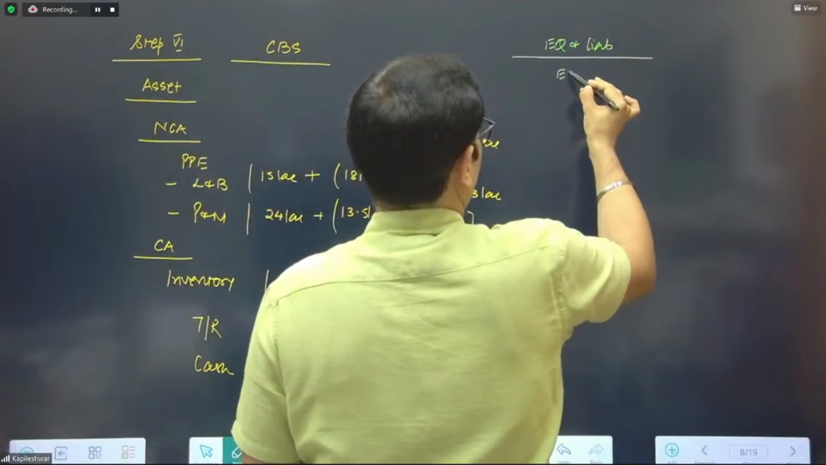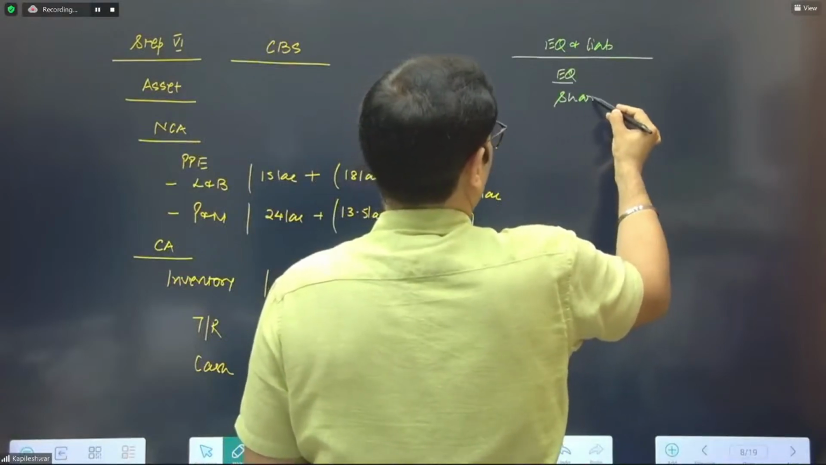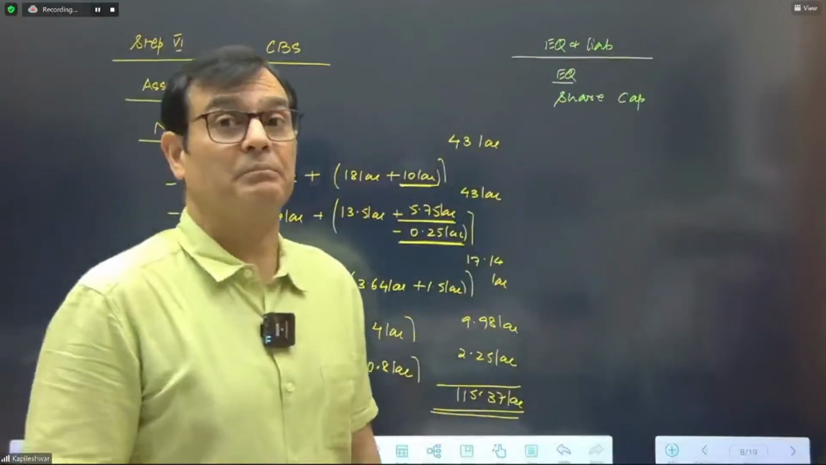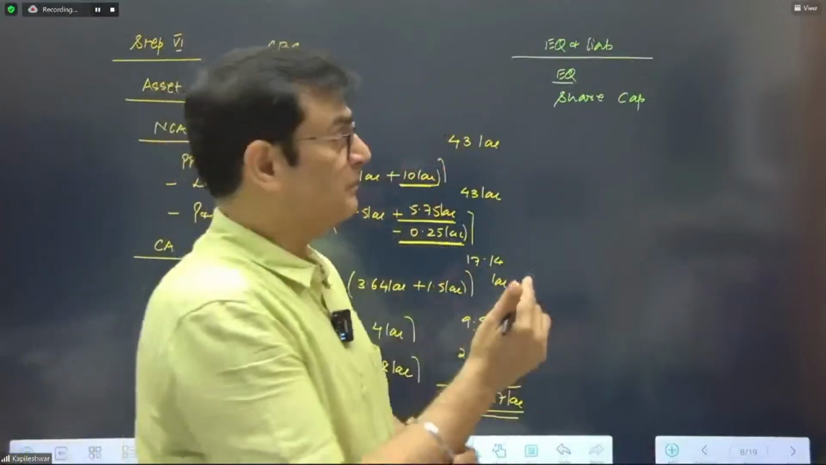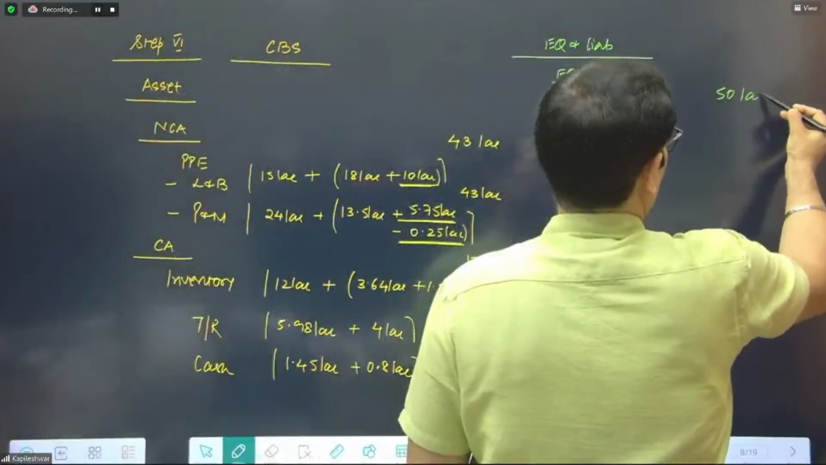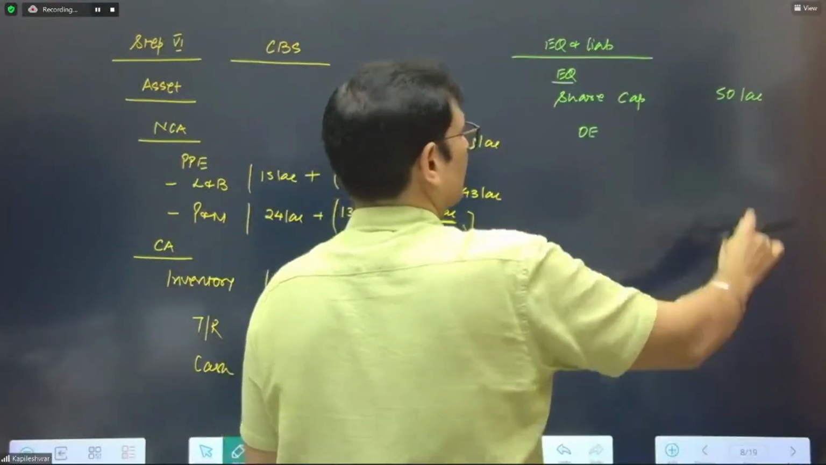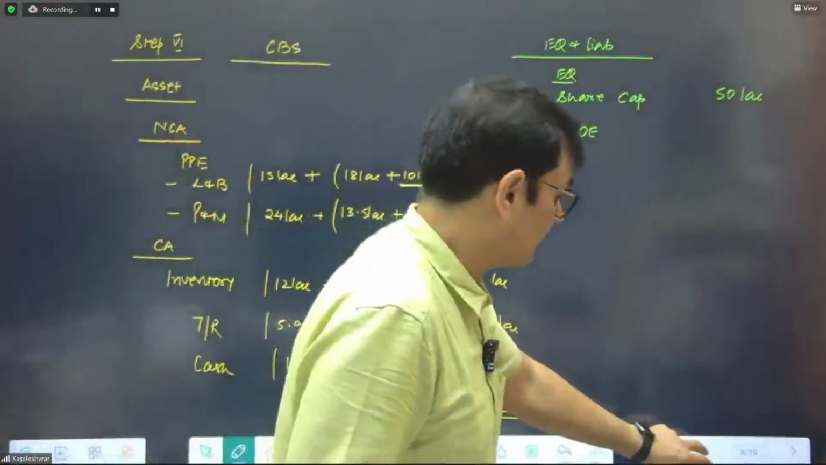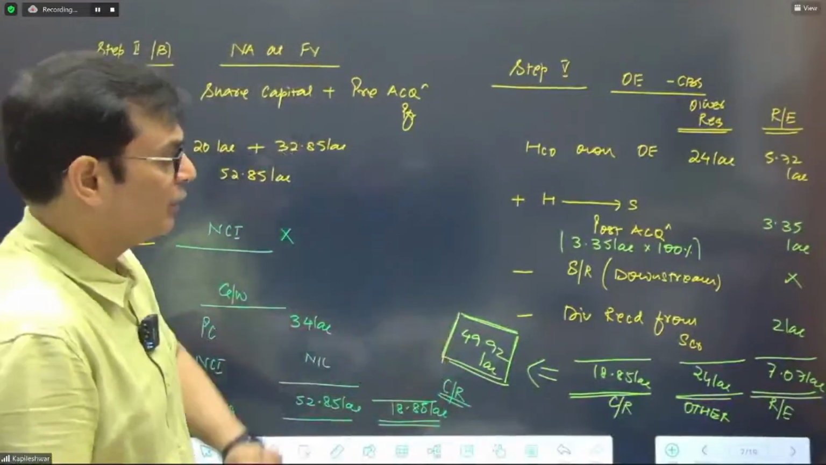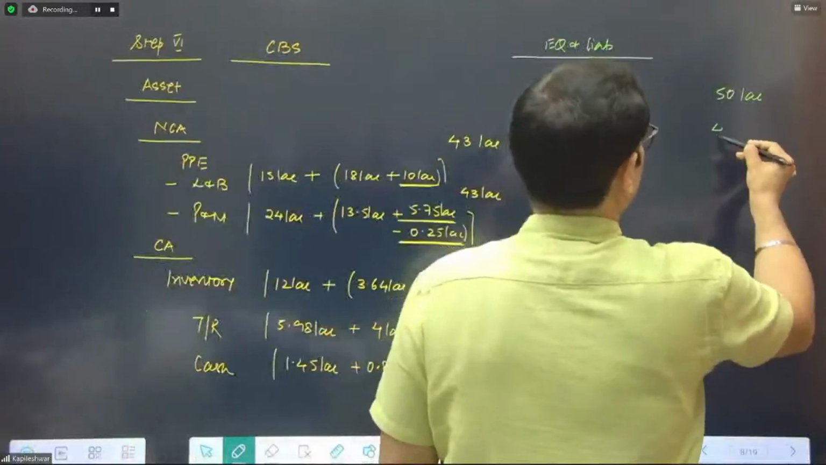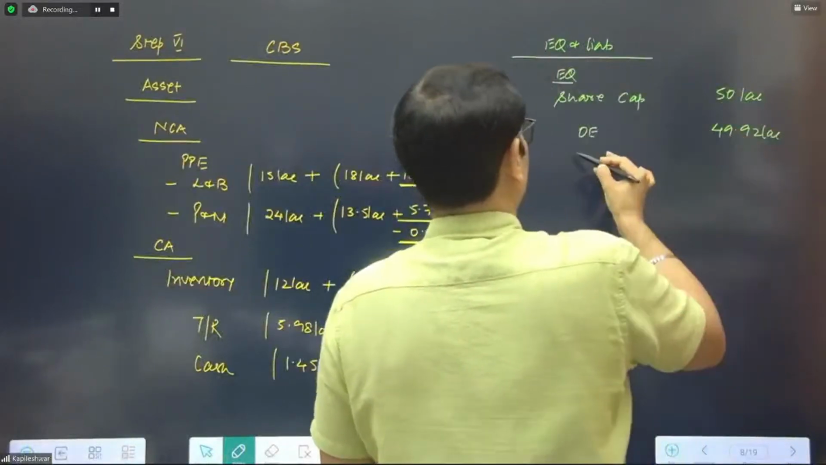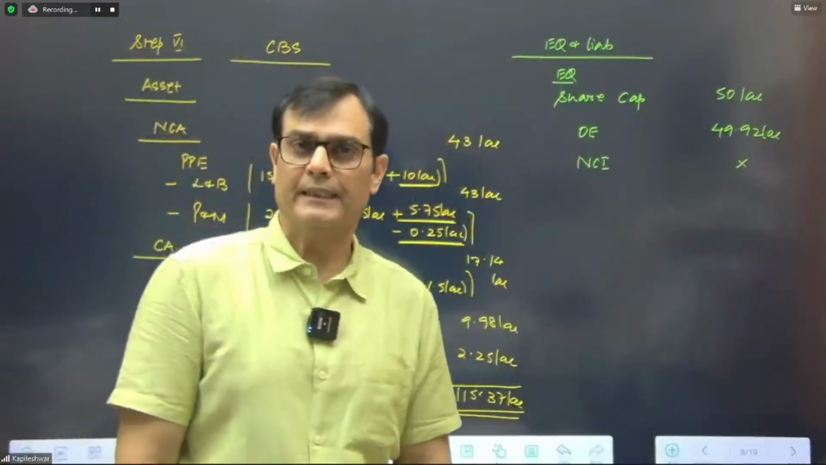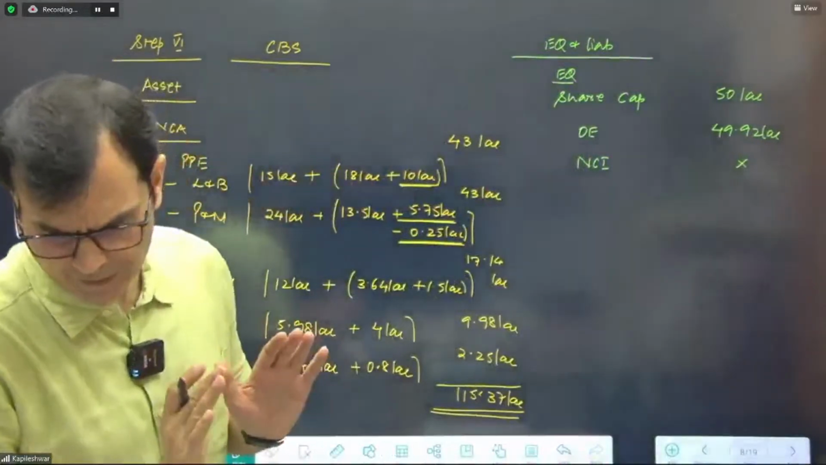So let's consider first of all the equity. We've got to consider the share capital, and we know we're going to consider only the parent company's share capital. That is appearing in the balance sheet to the extent of 50 lakhs. Then, lest we forget, we take the other equity, which we've already taken in step number 5. I think that was appearing at 49.92 lakhs as the other equity. And lest we forget, we need to consider NCI, though there is no NCI in this case, so that becomes nil. Okay, so I think equity is done.